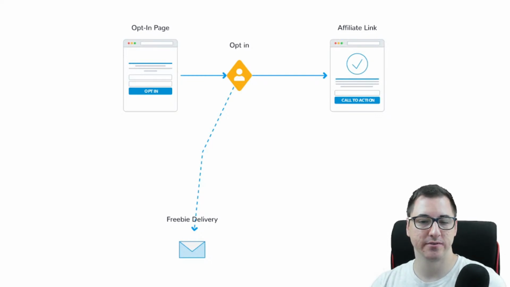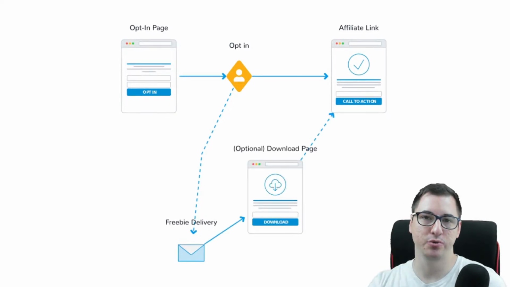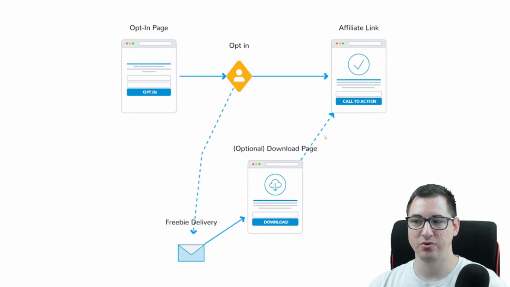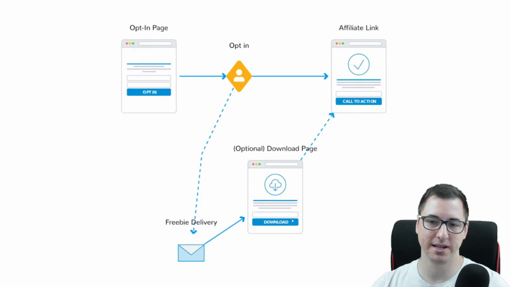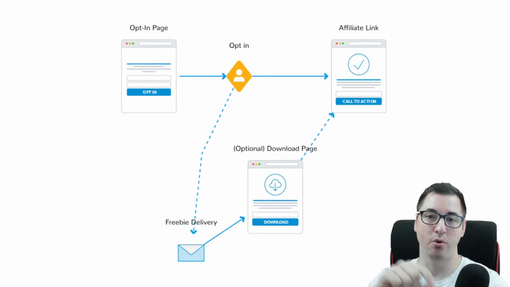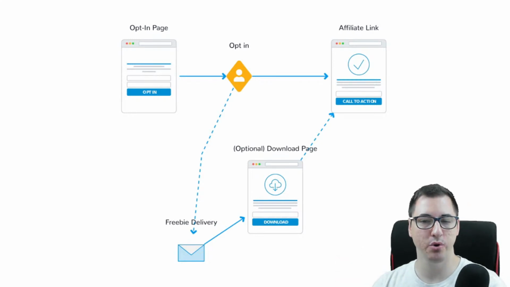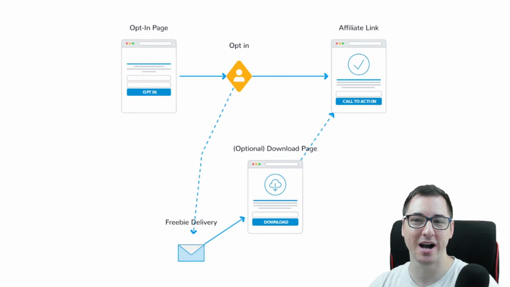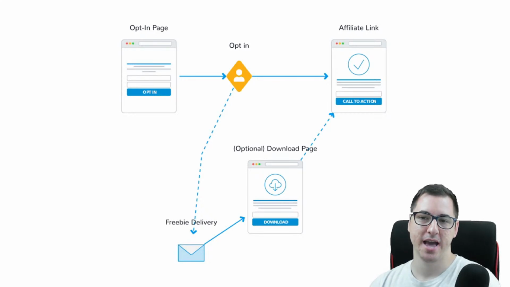You could also deliver the freebie on a download page if you prefer, where you forward the user from this opt-in page. When they opt in, you send them an email, and then you send them to a download page, which is completely optional. You could deliver the freebie in the email, so just send them the link to your freebie in an email, or you can just forward them to a download page. We're going to do both options. I'm going to show you how to do that actually, and then you forward them to an affiliate link.